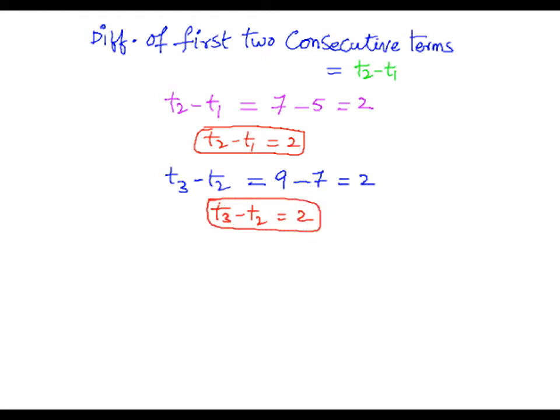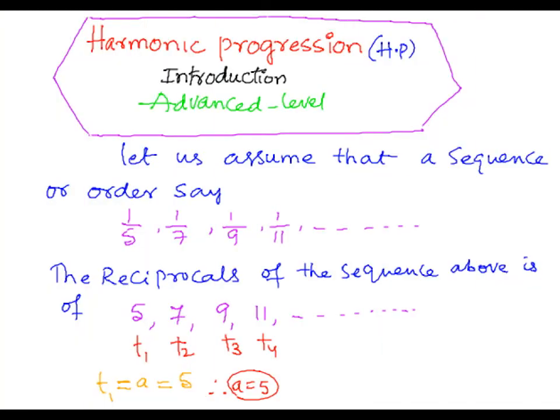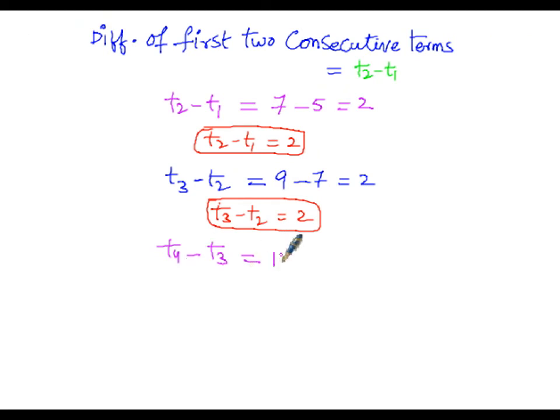Similarly, I want to find the difference between the third term and the fourth term. The difference between the fourth and third term, that is T4 minus T3, is given as follows: as per the sequence, the fourth term is 11 and the third term is 9. So 11 minus 9 is 2. So I got T4 minus T3 is equal to 2 again.